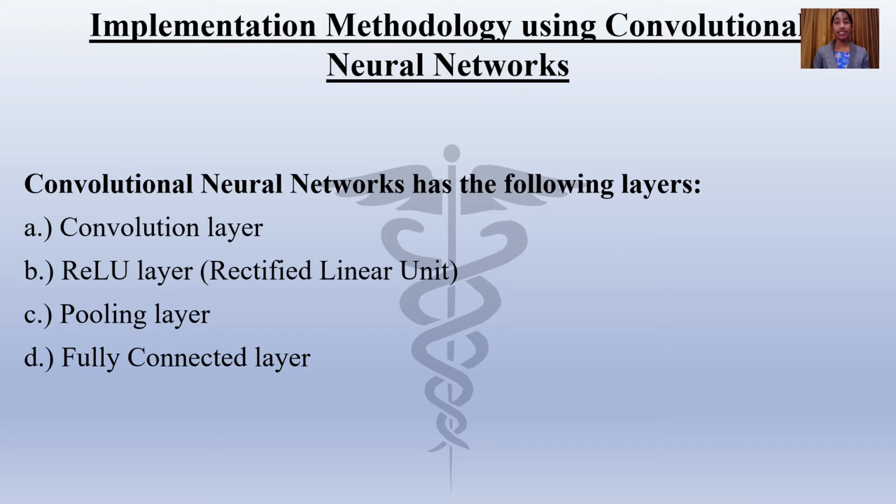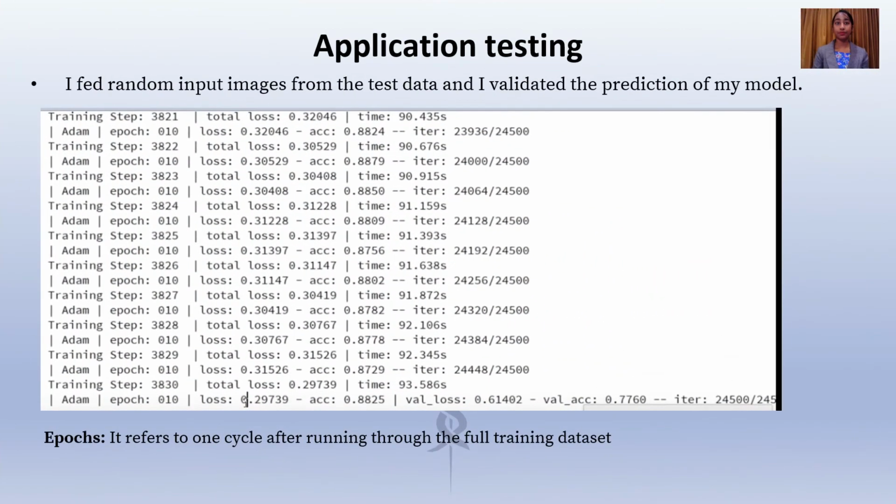In the next slide, let's analyze the application testing results. I trained the model, and the loss at the 10th epoch is 0.29739, and the accuracy is 0.8825. The predictions of the test had been done correctly. After running a few more iterations, the accuracy improved to 95%.